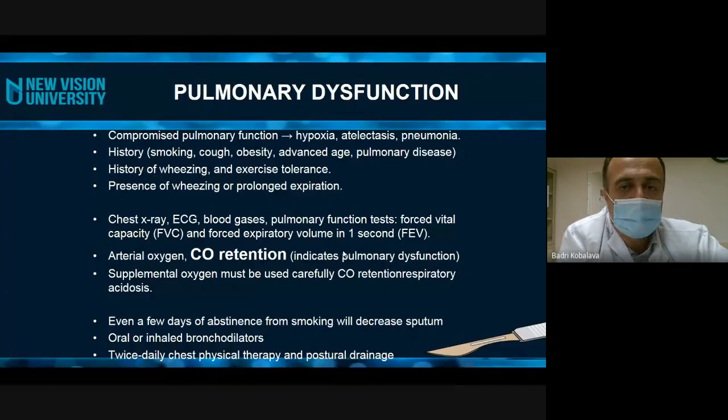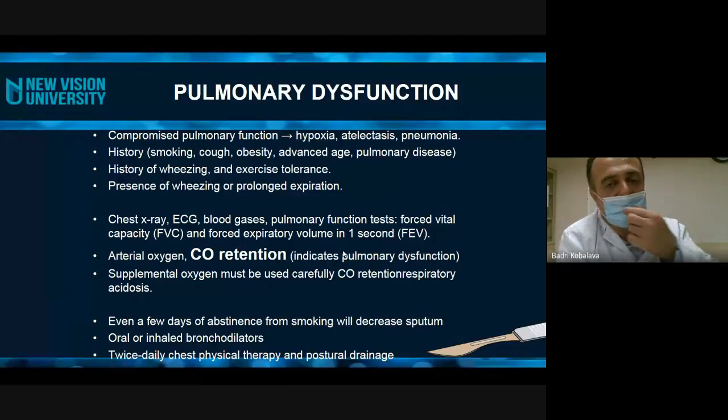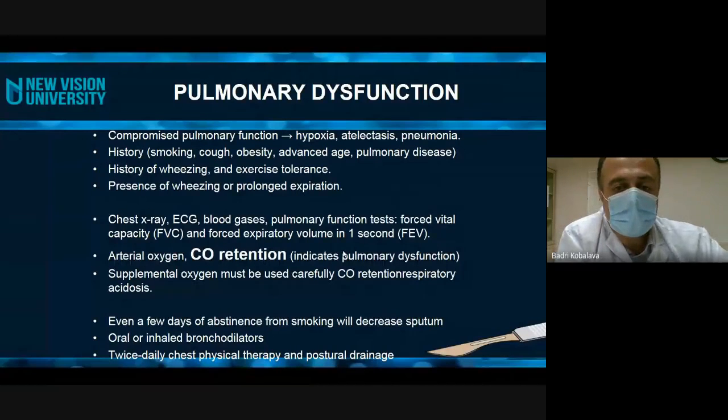And how to reveal pulmonary system dysfunction? First of all, it is hypoxia. We must quickly test blood gases, and abnormal blood gases mean that something is wrong. Of course, it has several reasons, but one of the main reasons is pulmonary dysfunction. Atelectasis of the lung. So the lung is collapsed. One part of the lung is collapsed. This is called atelectasis.